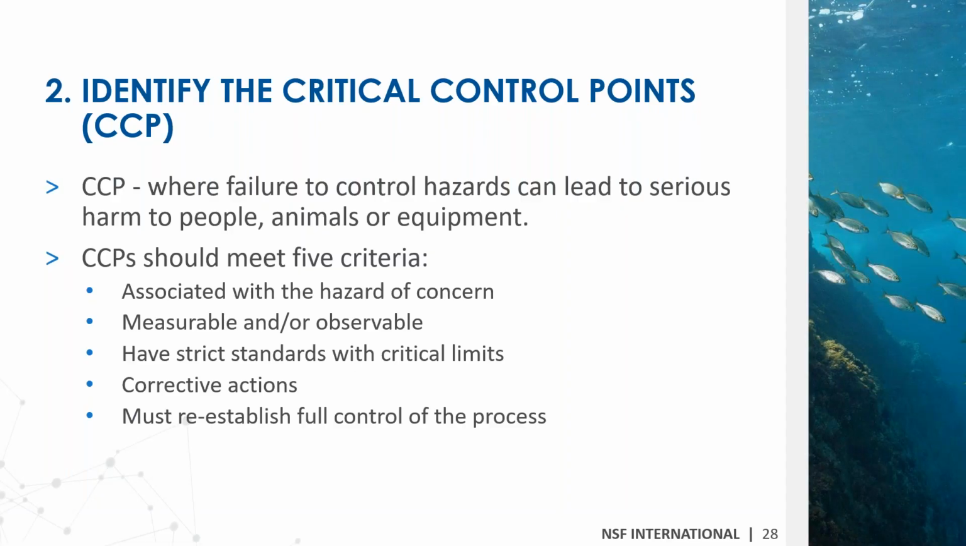So once you've got most of those things under control, utilizing some of those SOPs and prerequisite programs, this is where you'll identify if you need to have any critical control points. So the definition for a critical control point is that a CCP is needed where failure to control those hazards can lead to serious harm to people, animals, or equipment. And a CCP should meet these 5 criteria. It's associated with the hazard of concern. It's measurable and/or observable. There are strict standards with a critical limit. Corrective actions are taken if you're outside of those critical limits, and that corrective action must reestablish full control of the process.